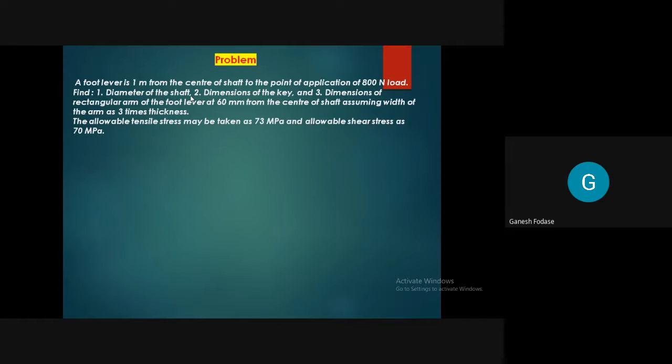The second thing is we need to find out the dimensions of the key. I think we have not discussed how to find the key dimensions in the design procedure. No, sir. Okay, we'll discuss it today. Third is the dimension of the rectangular arm. For the arm provided for the foot lever, you need to find its dimensions at a particular position, which is given at 60 mm from the center of the shaft.